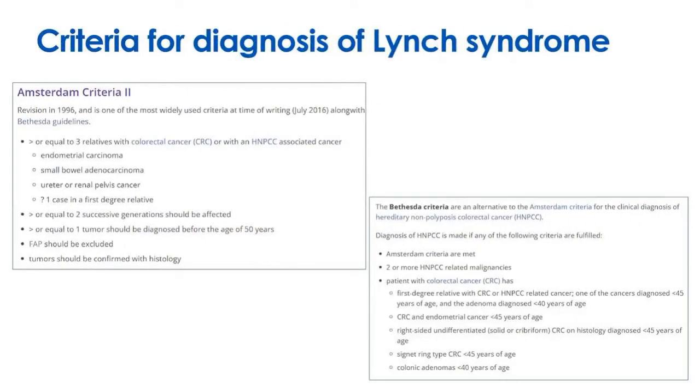So there are well-known criteria that can be used for the diagnosis of Lynch syndrome. The two most well-known are the Amsterdam criteria and the Bethesda criteria. And you can see there's a whole list of things, a whole tick box that one can run through, from looking at 3 or more relatives with colorectal cancer or with HNPCC-associated cancer, if there's endometrial cancer going with the colorectal cancer, small bowel adenocarcinoma, ureter or renal pelvis cancer, if there are 2 successive generations that are affected.